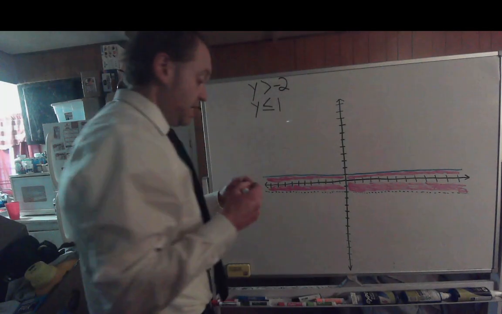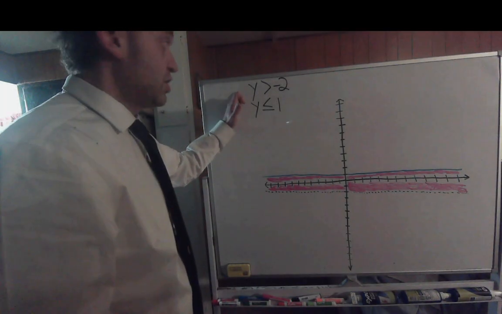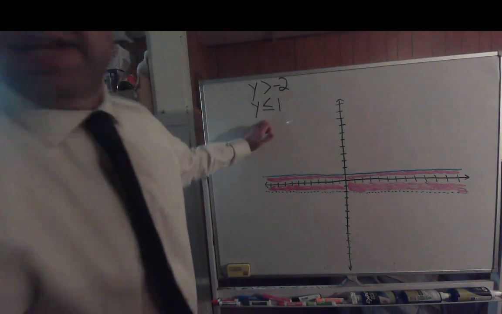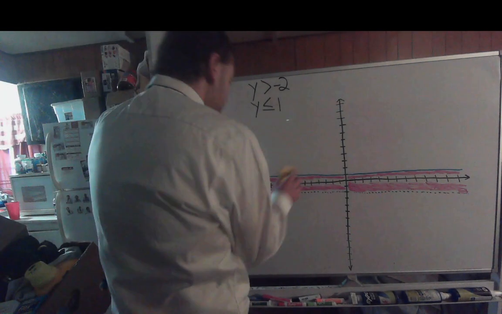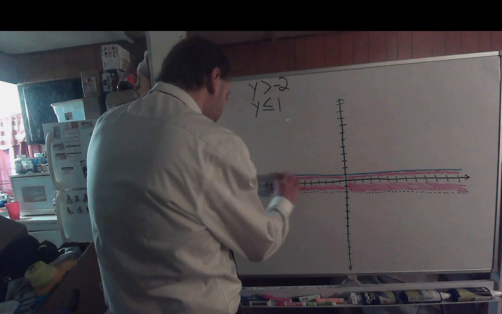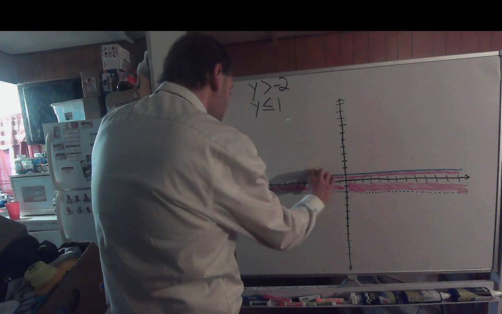Alright, so there is your graph. There's the shaded region that represents y being greater than -2 and less than or equal to 1. And I do have more. I have about 10 more.